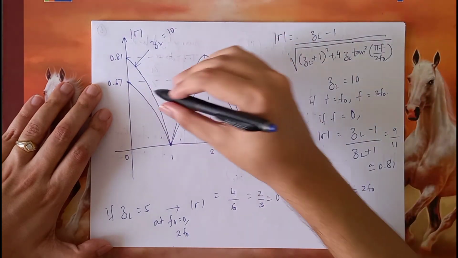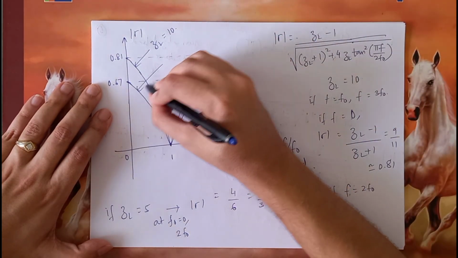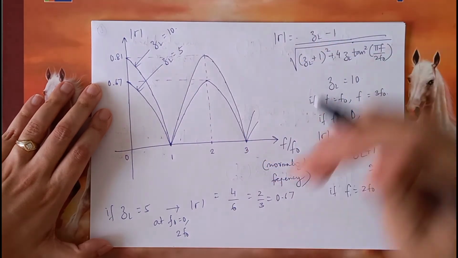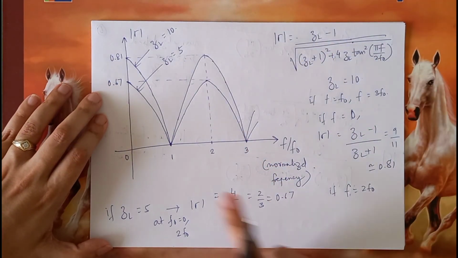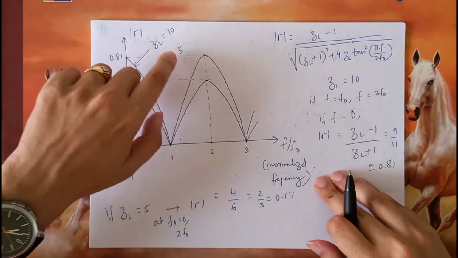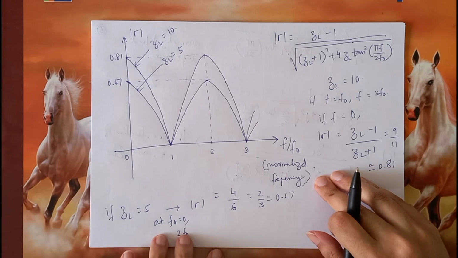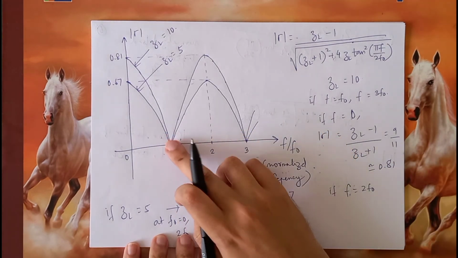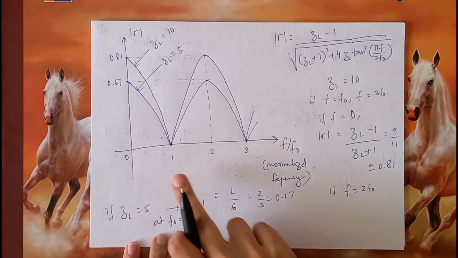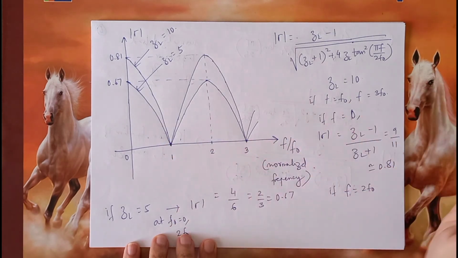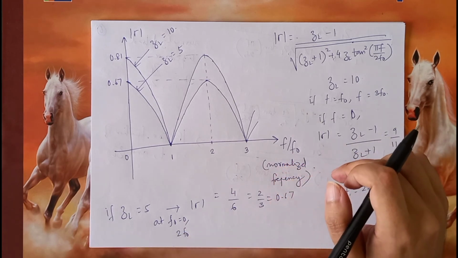So this is when ZL is 5. So notice something very interesting. Irrespective of the value of ZL, the gamma will always be 0. That's the minimum, when F by F0 becomes 1 or 3 or 5 or any other odd number.